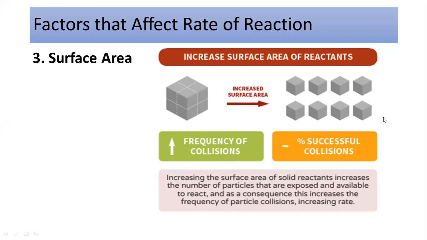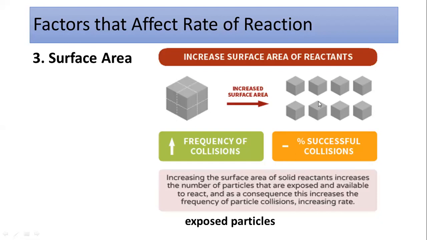So again, by increasing the surface area of the reactants, it is going to increase the number of particles over here. Here, this is only one particle. It is divided into 8 particles. So with the increase in the number of particles, that means you are going to increase the exposed area available for these reactants to react together. So in consequence, this is going to increase the frequency of the particles to collide with each other, and in return, there should be an increased rate of the reaction.